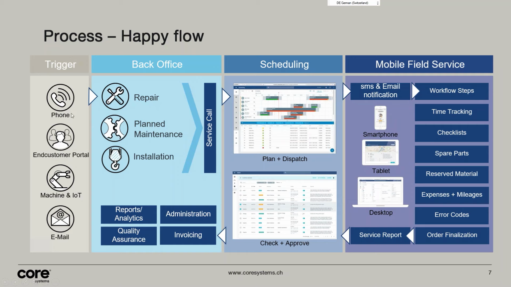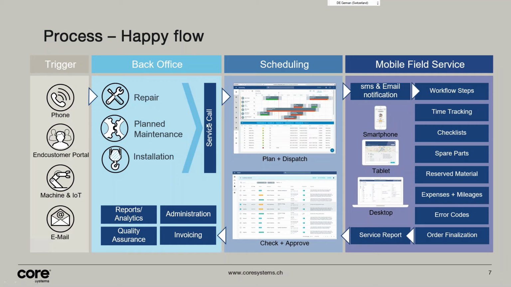We have some kind of trigger, I have to say in this case an imaginary one. There is maybe a phone call from the end customer, maybe the machine, an email, or the customer self-service portal that is triggering a service. The service is usually maintenance, installation, or a repair case. In our case, it will be repair. And the service gets created, in this case, in Business One.